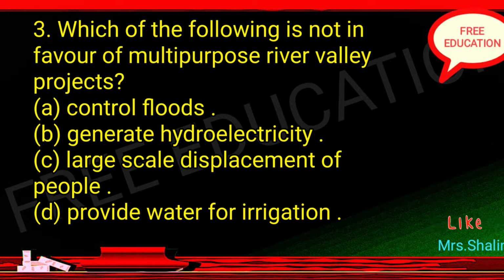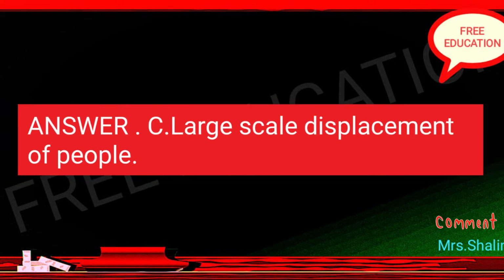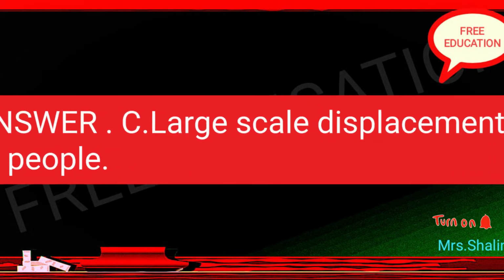3. Which of the following is not in favor of multipurpose river valley projects? A. Control floods. B. Generate hydroelectricity. C. Large-scale displacement of people. D. Provide water for irrigation. Answer. C. Large-scale displacement of people.